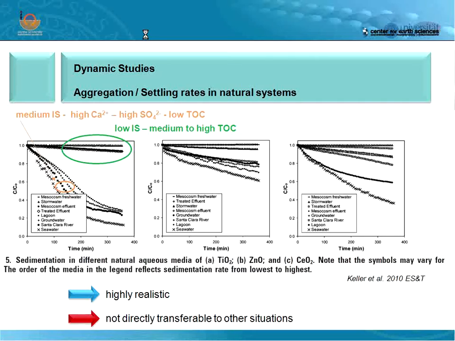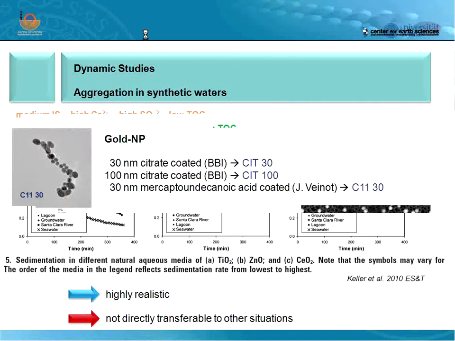And these ones here are fast aggregating, influenced by high calcium concentration, high sulfide concentration, and relatively low TOC or NOM concentrations. A very nice study, but the drawback for us was that this was true for all these different waters, but the exact influence of the sulfate or the calcium we couldn't really get out of this data. So these results are extremely realistic, and we need them. But we can't transfer this now to our Austrian rivers, to Rhine or Danube.